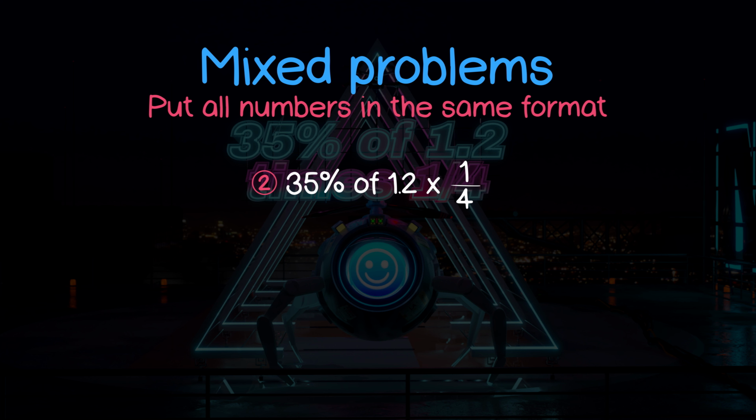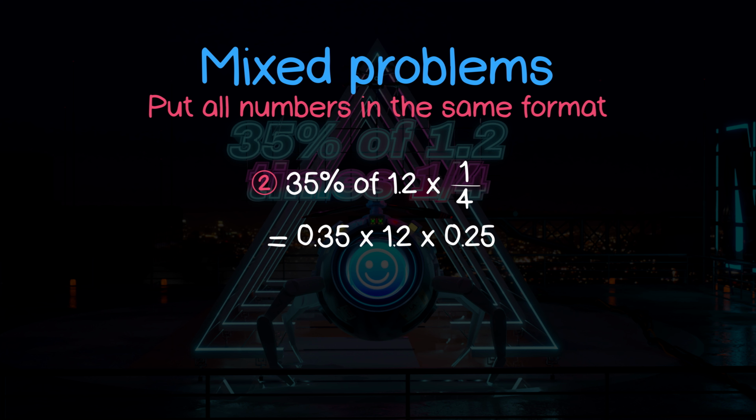We've reached our final test, 35% of 1.2 times 1/4. Let's convert all our numbers to the same form, so again decimals. 35 divided by 100 is 0.35, and 1/4 as a decimal is 0.25. And then just like before, we're going to put our decimals as whole numbers to make them easier to work with. This time though, we have to use some larger numbers.